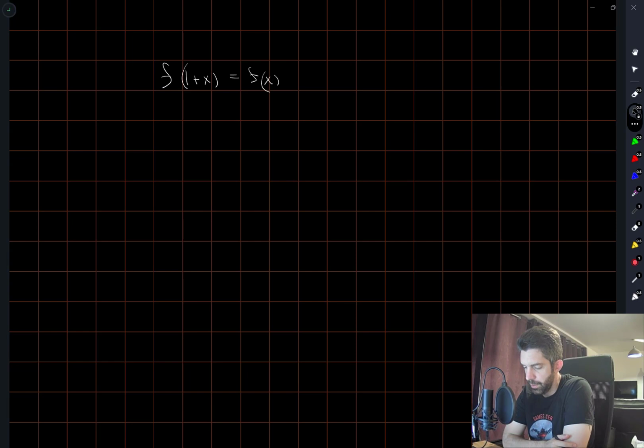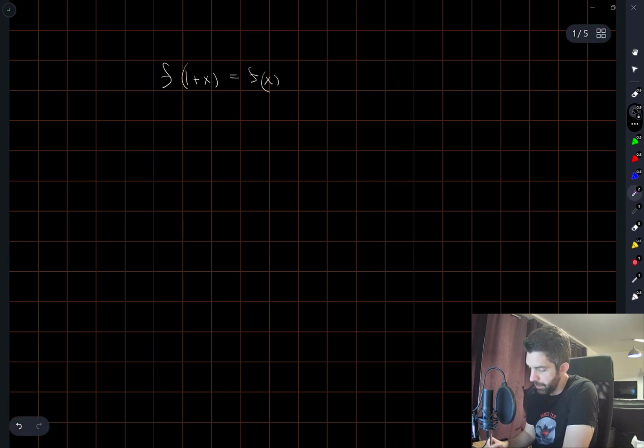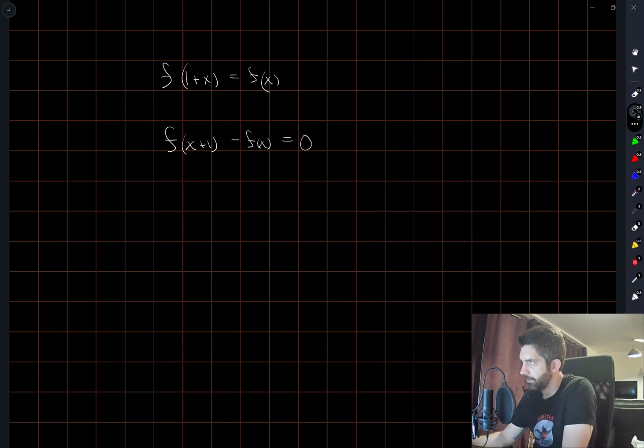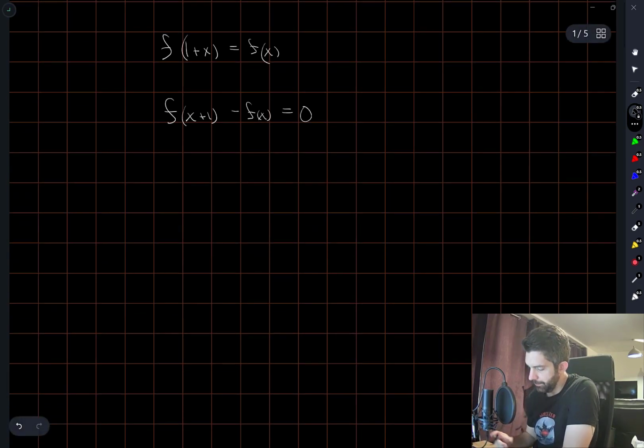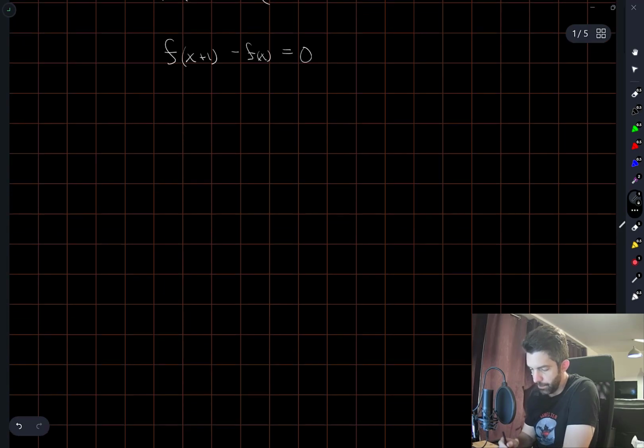But I want to convince myself that if f is a polynomial and satisfies this, then it must be a constant. Okay, well, for one thing, if I write this like so, okay, yeah, so I'm right, and let's see why this works.